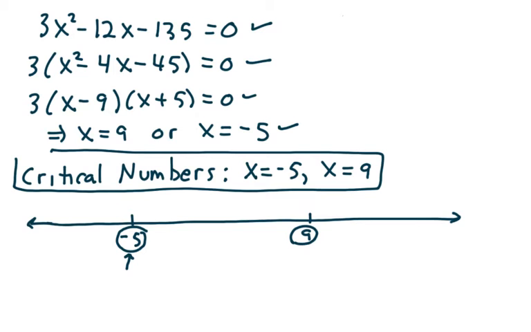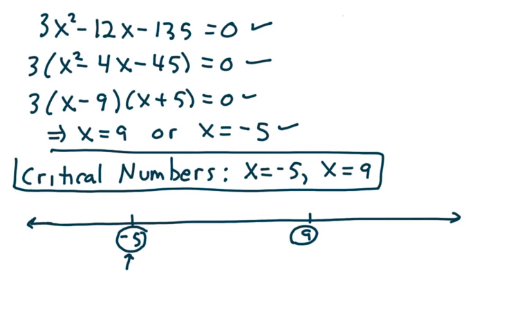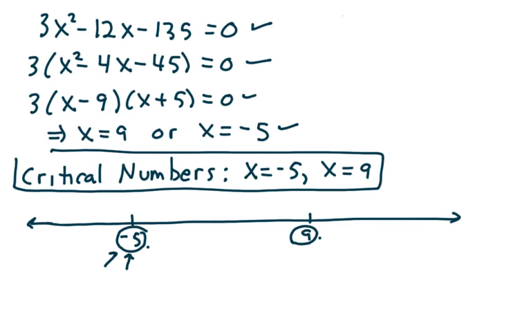If you notice, our first interval is from negative infinity to negative 5. So I go from negative infinity up to the first critical number. Then I go from negative 5 to 9 for my second interval, and from 9 out to infinity. So we have 3 intervals: negative infinity to negative 5, negative 5 to 9, and 9 to infinity. And what I'm going to do is test a point inside each of those intervals.